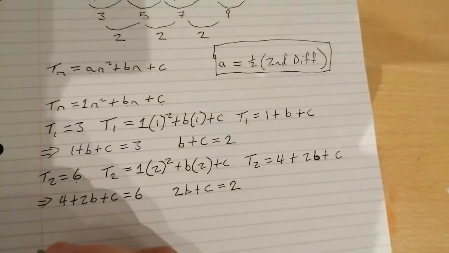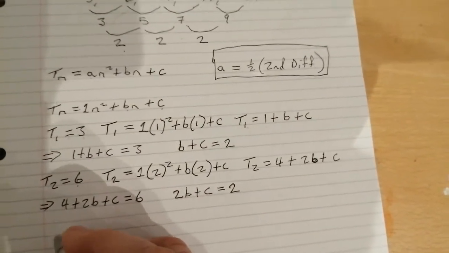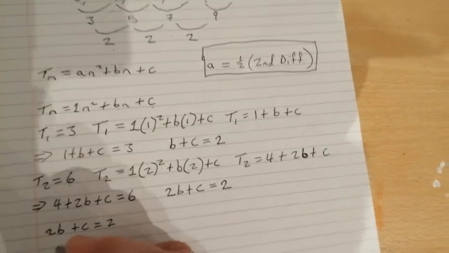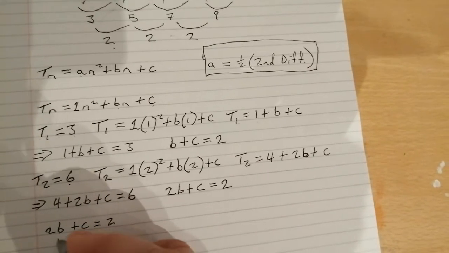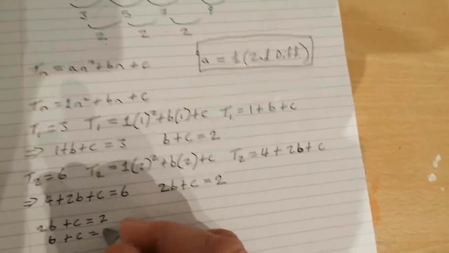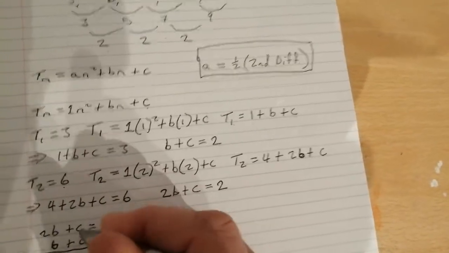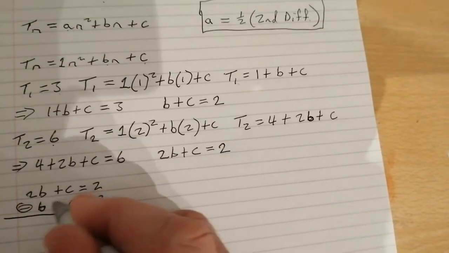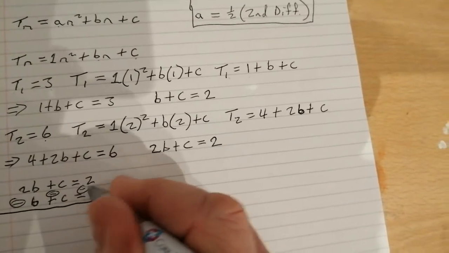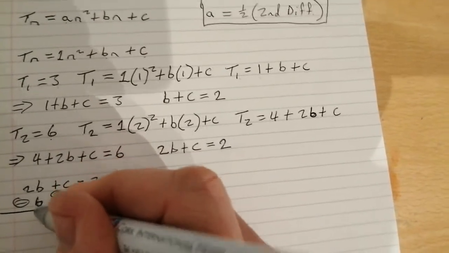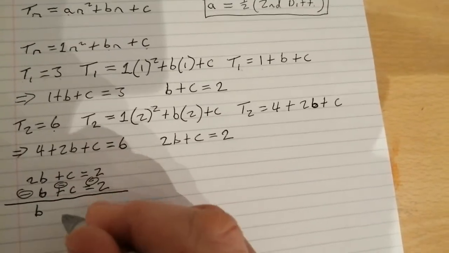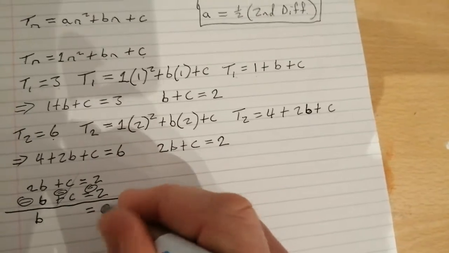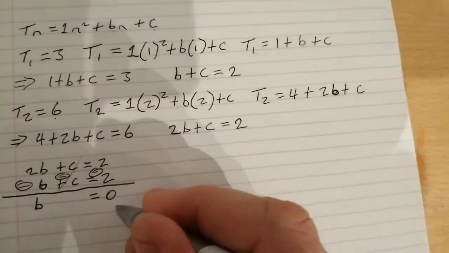So very briefly, I've done this loads of times before. Start with my 2b plus c equal to 2. And underneath it, I'm going to put my other equation, b plus c equal to 2. Because I want the c's to have different signs, I'm going to change all the signs in the bottom. That becomes a minus, this becomes a minus, this becomes a minus. And 2b take b is 1b. C's cancel. 2 take 2 is 0. So straight away I've got b is equal to 0.